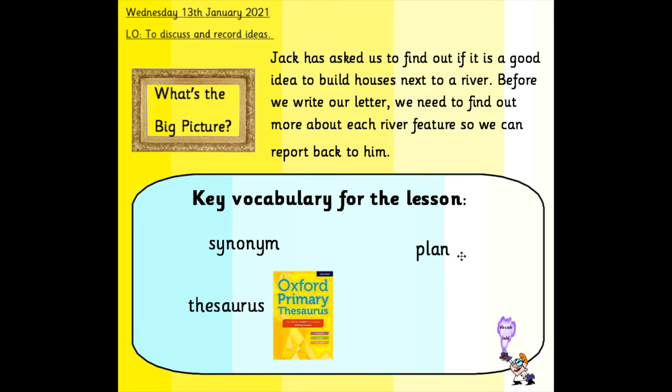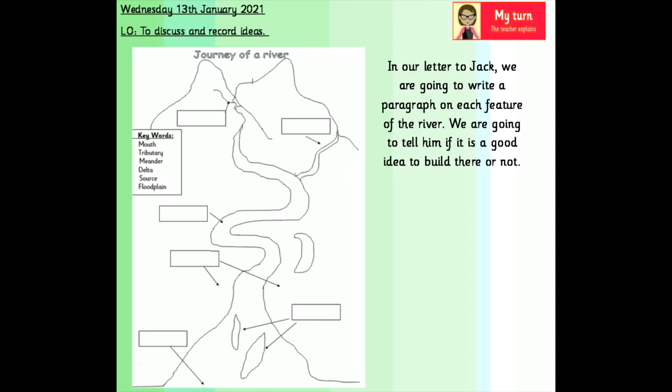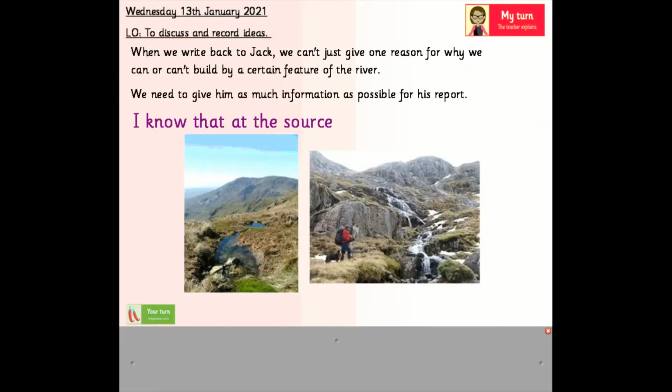We're going to be making a bit of a plan together before we write our letter back to Jack. In our letter to Jack, we're going to write a paragraph on each feature of the river. We are going to tell him if it is a good idea to build there or not. So, when we write back to Jack, we don't want to just give one reason for why we can or can't build by a certain feature of the river. We need to give him as much information as possible for his report.